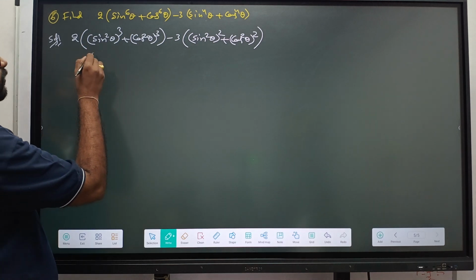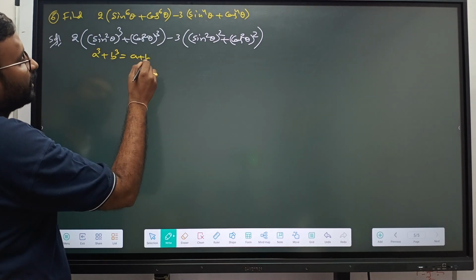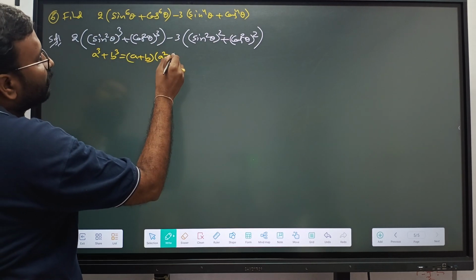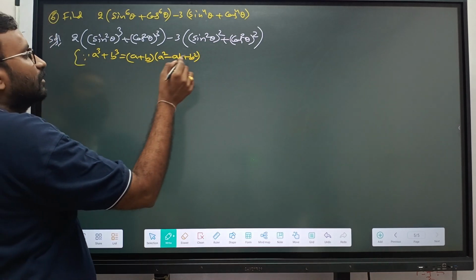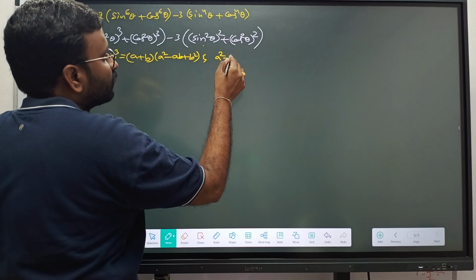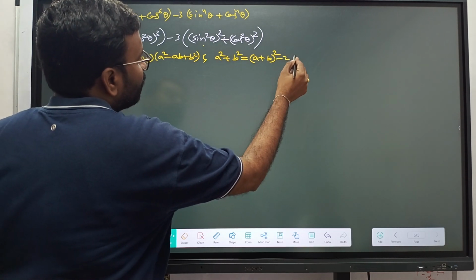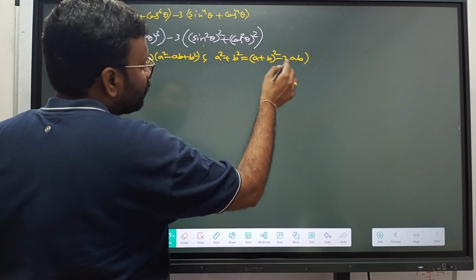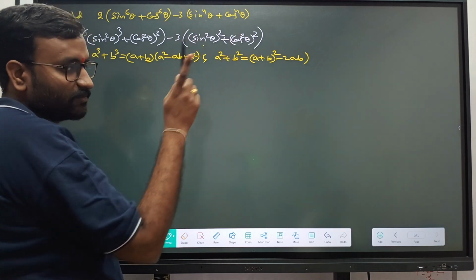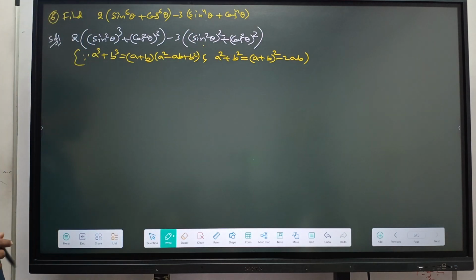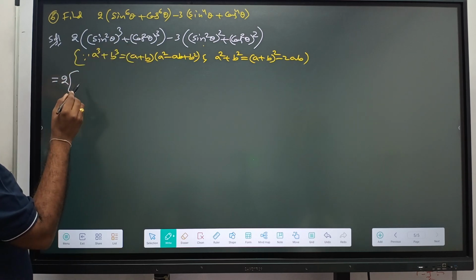Now this is in the form of the formula a cube plus b cube. What is the formula a cube plus b cube? a plus b into a square minus ab plus b square. And this is in the form of a square plus b square. This you know is a plus b whole square minus 2ab, or we can write a minus b whole square plus 2ab, also same. But here a square plus b square is 1, sin square plus cos square. That's why I am writing in terms of a plus b whole square.